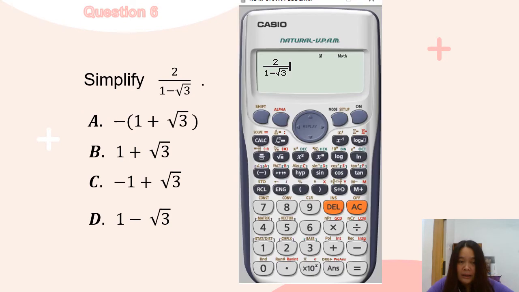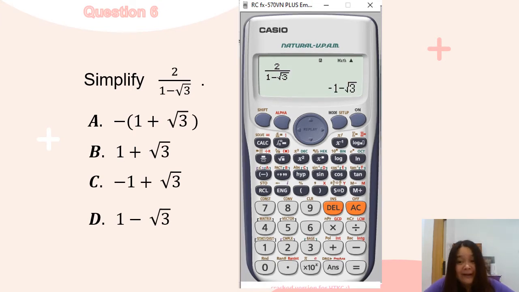So okay, for your information, this type of question can be solved easily by using a calculator. You just simply input the fraction 2 over 1 minus 3 in the calculator, then you press the button equal to, you will directly get the answer of minus 1 minus 3. So the answer definitely is A.